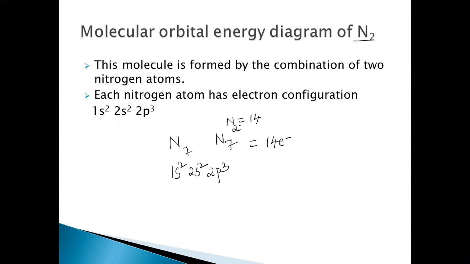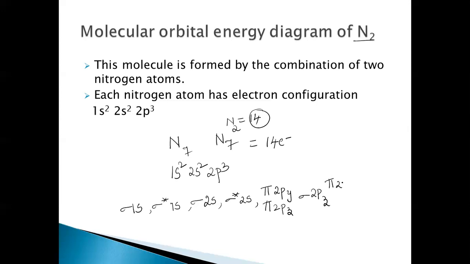For all the systems which have 14 electrons or fewer, we have already studied that the order of filling of the orbitals is sigma 1s, then sigma star 1s, sigma 2s, sigma star 2s, then comes pi 2py and pi 2pz, which are degenerate orbitals, then sigma 2px, then pi star 2py, pi star 2pz, and sigma star 2px. This is the order of filling of the molecular orbitals in increasing order of their energy.